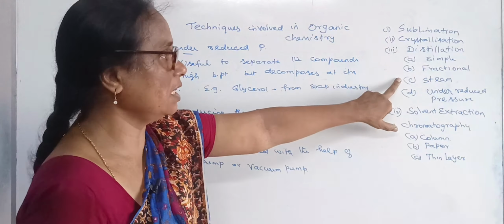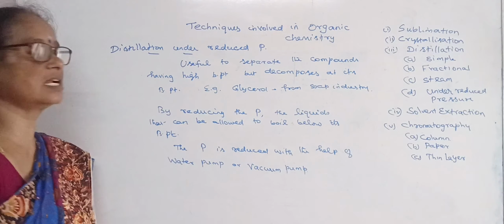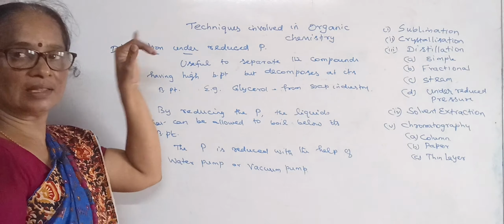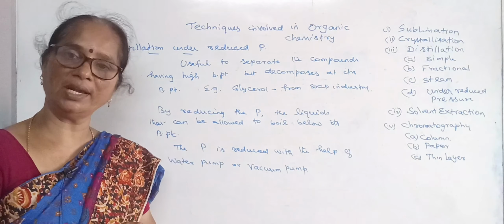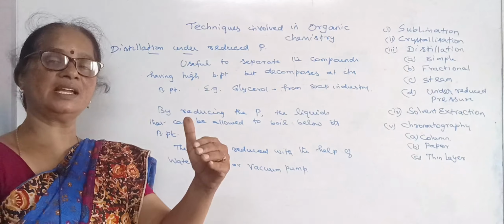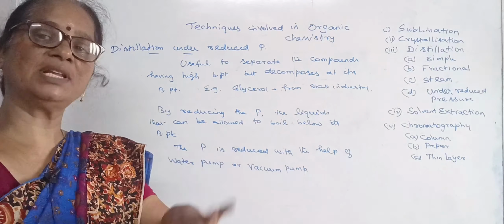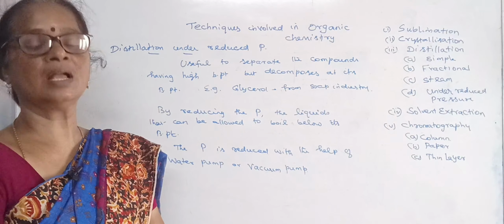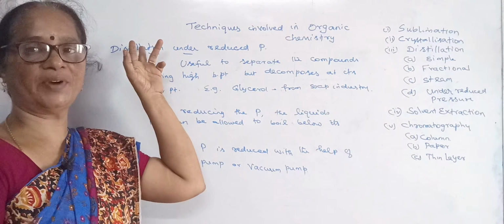Next to steam distillation, let us take distillation under reduced pressure. This is suitable for compounds having a high boiling point, but when heated to its boiling point, the compound may undergo decomposition; it won't be stable at its boiling point. Such compounds can only be purified by this technique.